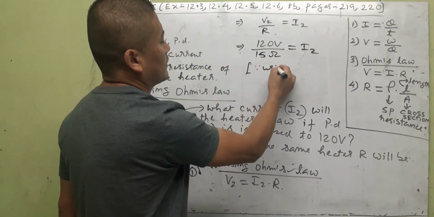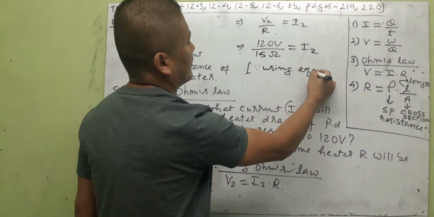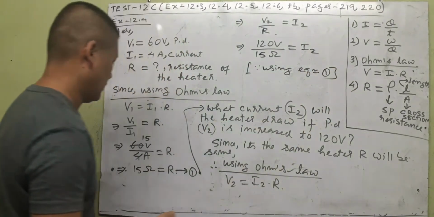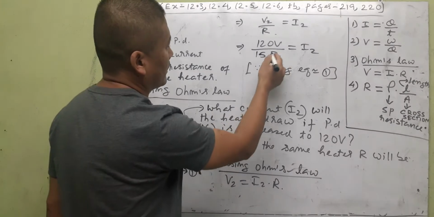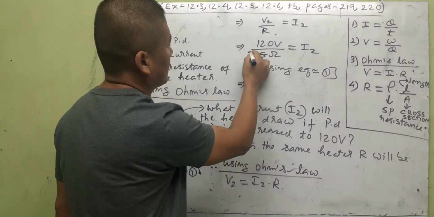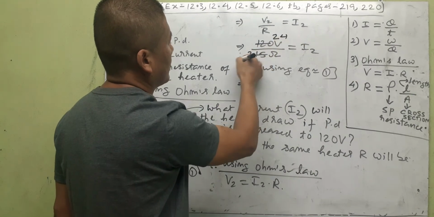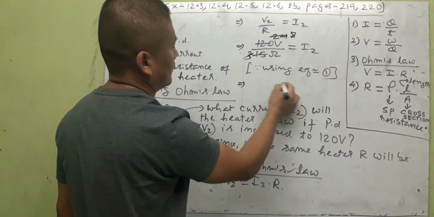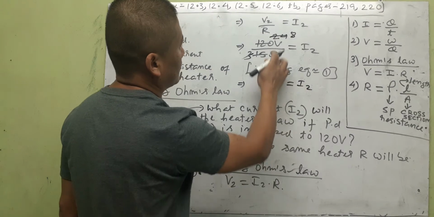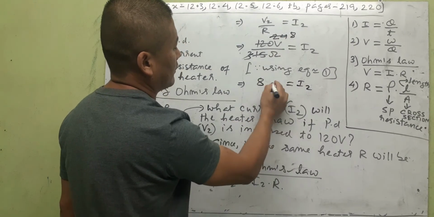Since using equation number 1, let us say like that. So therefore, this one if you cancel, 5 3s are 15, 5 2s are 10, 5 4s are 20, 3 8s are 24. So I2 will be equal to 8.